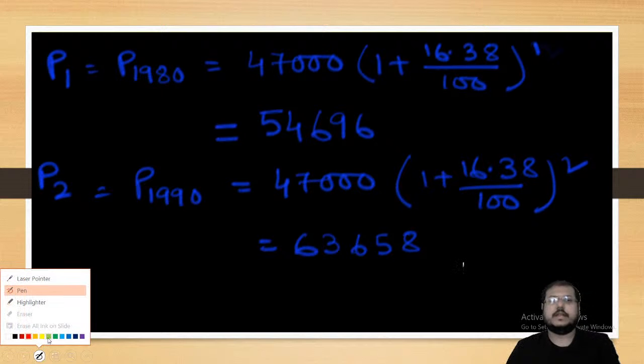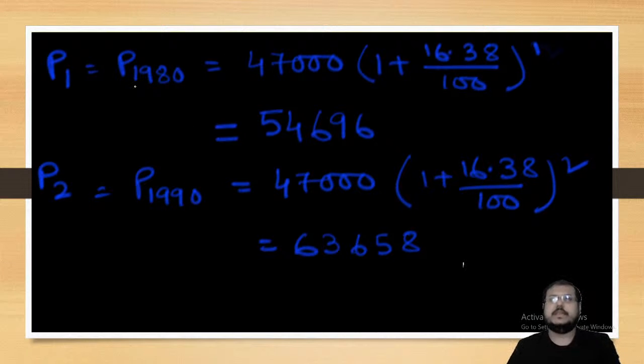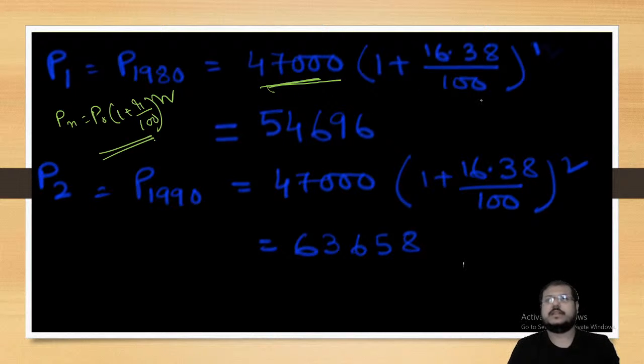What is the formula? The formula is Pn is equal to P naught into 1 plus R by 100 whole to the power n. That is the formula, right? So P naught is 47,000, the population of the last known decade. 1 plus R, which is 16.38, by 100 whole to the power n, because for P1, n equals 1. The answer is 54,696.